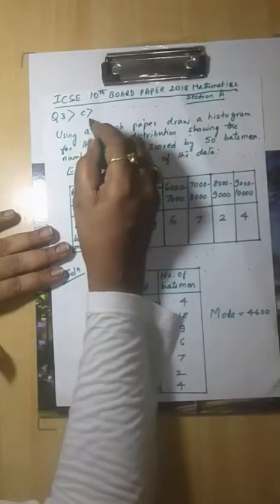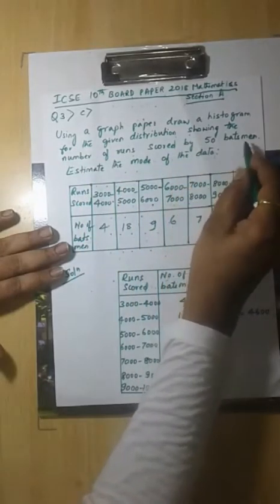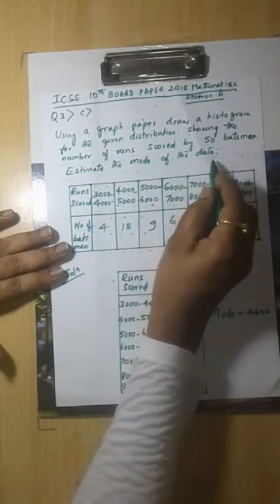Question number 3 subdivision C. Using a graph paper, draw a histogram for the given distribution showing the number of runs scored by 50 batsmen. Estimate the mode of the data.